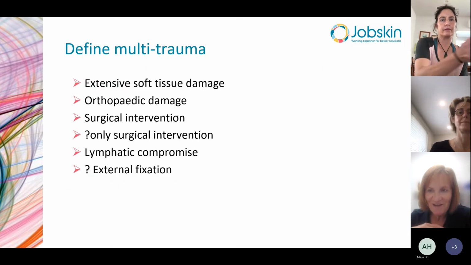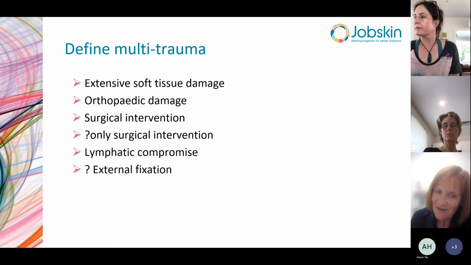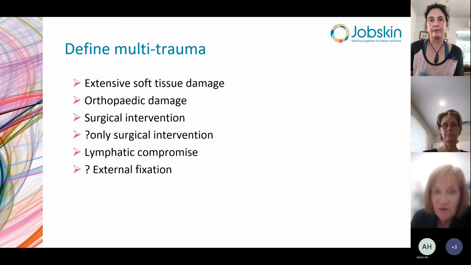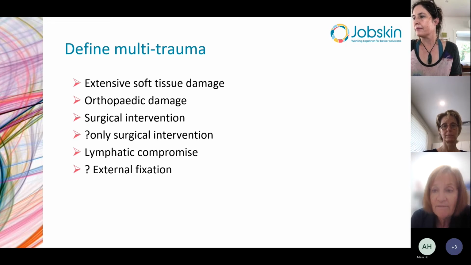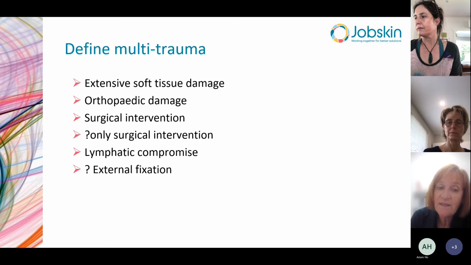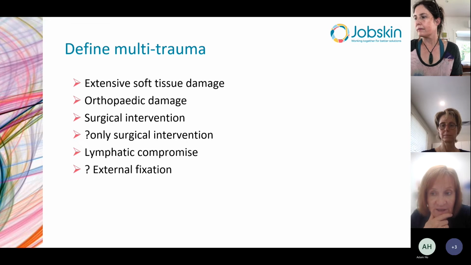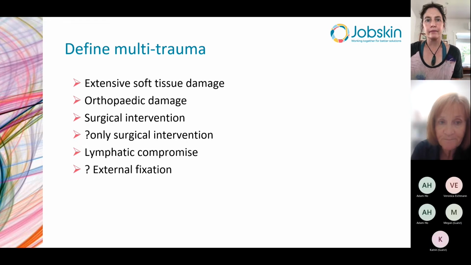Now, just a loose definition of multi-trauma. As I say, it is not academically rigorous, but a practical agreement between us as we look at this today. Multi-trauma often involves extensive soft tissue damage and orthopedic injuries, which are very frequent, and oftentimes surgical interventions are required. Sometimes the trauma is mainly the surgical intervention. Lymphatic compromise is not uncommon with multi-trauma patients. And then we may have factors like external fixators that remain in place for a period of time.